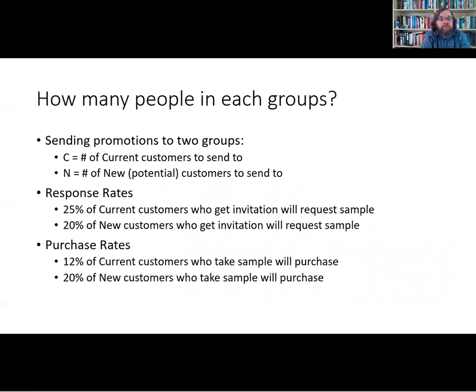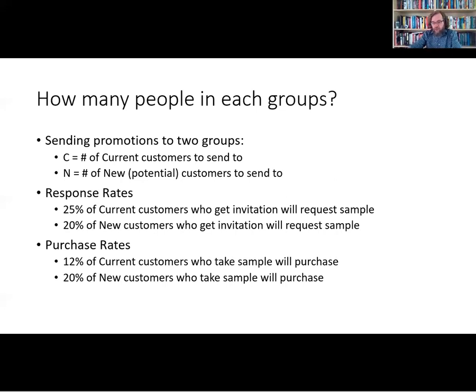We are considering, like I said, two groups, and we have current customers who might be interested in this new product we're offering, and then we have new customers, people who are not currently customers of ours, but who we believe should be interested. We will let C represent the number of current customers that we will reach out to with the invitation, and N represents the number of new customers that we will be reaching out to. We assume that 25% of the current customers will be interested to receive a sample, and that 20% of new customers will be interested to receive a sample. Obviously, if you have different numbers, you can easily change them once we get the linear program created.